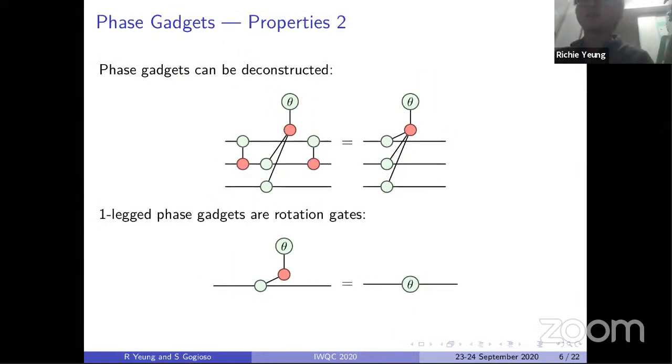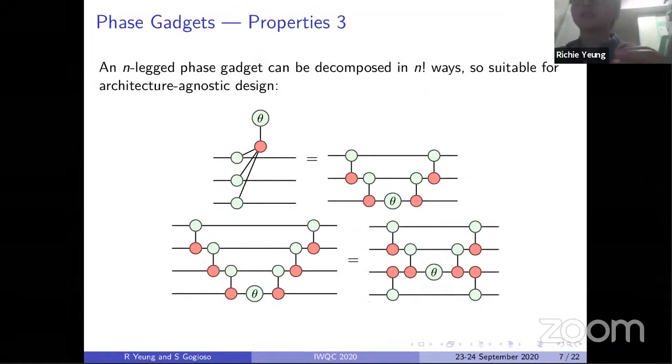Another set of properties of the phase gadget is that you can decompose them, deconstruct them. So here we have a three-legged phase gadget, and you can remove one of the legs by essentially taking out two CNOTs on the left and on the right. And you can repeat this on the second and third legs, and get these one-legged phase gadgets, which are actually just rotation gates. For those who are familiar with ZX calculus, here this is the identity, and the rotation gates fuse with the spider. These two rules allow us to decompose phase gadgets in arbitrary ways.